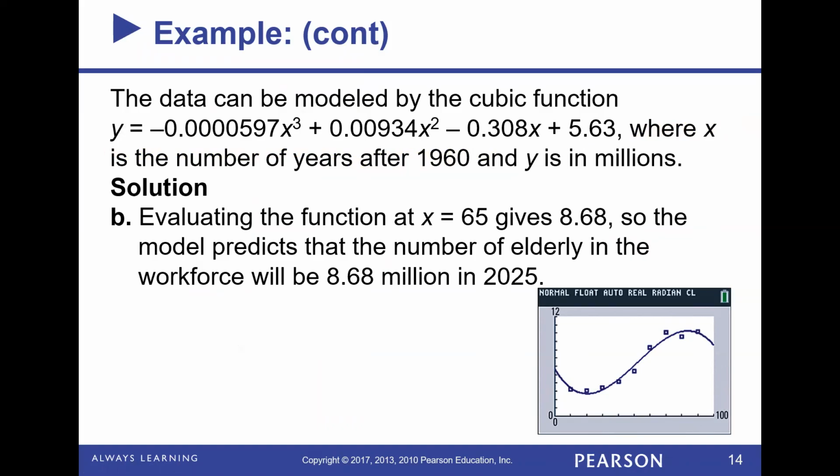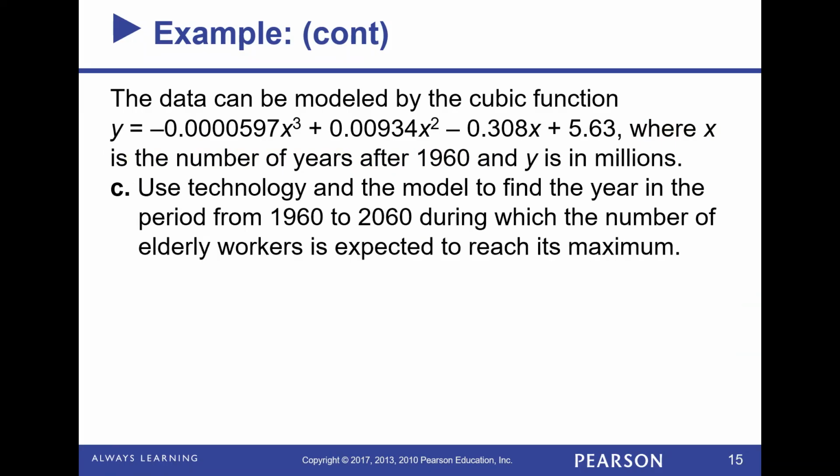Okay, so in the year X equals 65, if I plug 65 in for all the different X's here, I'm going to get 8.68, which basically means that the model predicts that in the year 2025, there will be 8.68 million people. Okay. So let's take that again, and let's use the technology and the model that we had and find the year in the period between 1960 and 2060 for which the number of elderly workers is predicted or expected to reach its maximum.